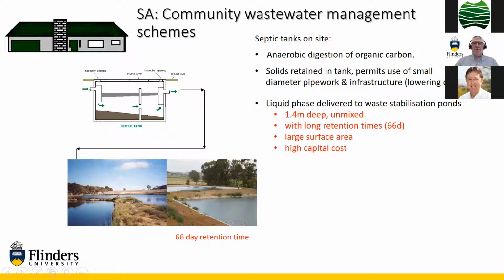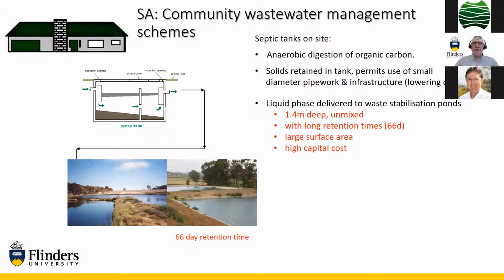This is a typical waste stabilization pond in the Barossa Valley. So we have initially anaerobic digestion in the septic tank. The solids are retained in the tank. It means then that we're only piping liquid phase. We're not piping solids, so we can have cheaper engineering, smaller pipe diameters, leads to a lowering in the capital costs for these systems. And the liquid phase, as I say, is delivered to these 1.4 meter deep unmixed systems with long retention times, leads to large surface area requirements and a relatively high capital cost where you've got land available for these systems.